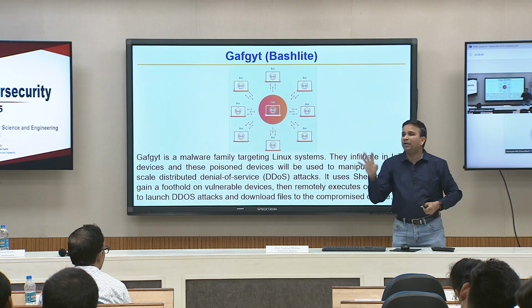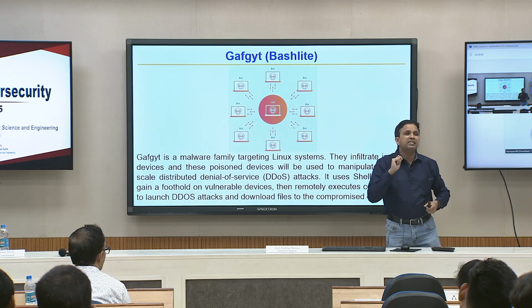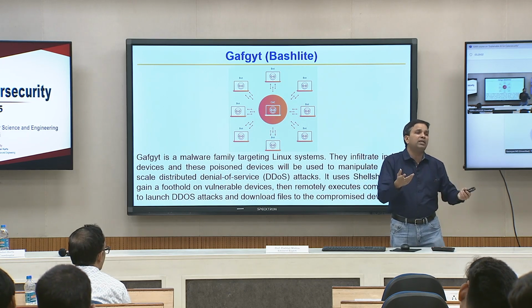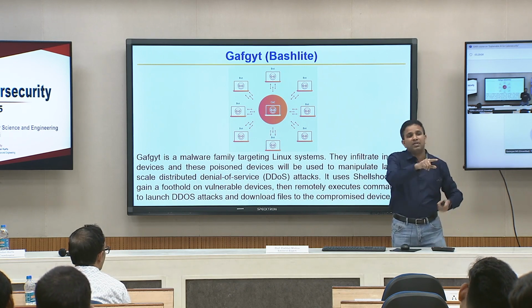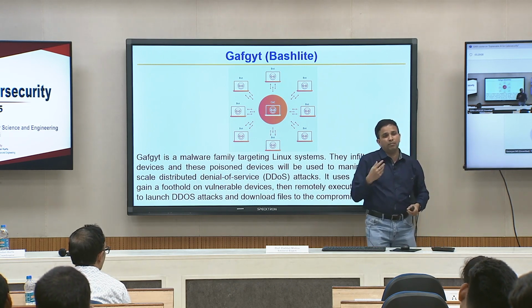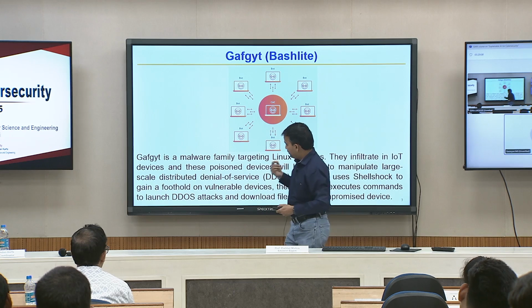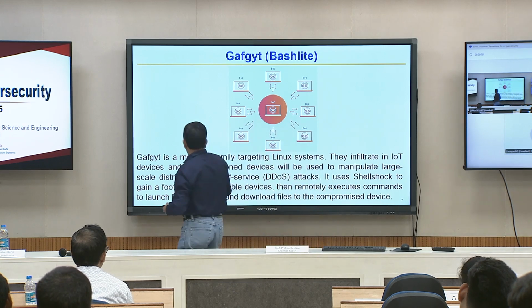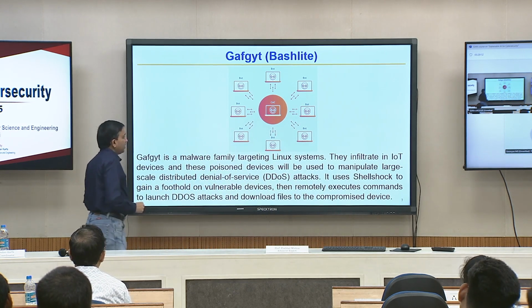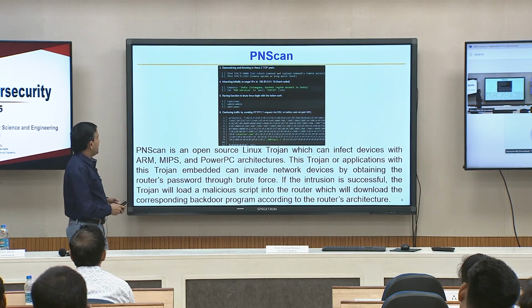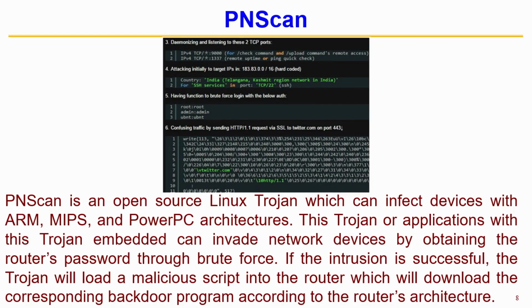In a house you have a lot of IoT devices, and it will try reaching and hacking any of them. Whichever you get access to, you get in, and then try to see how to get a foothold on more of them, and then you keep sending fake messages to create the denial of service attack. PN scan is another one in Linux Trojan.